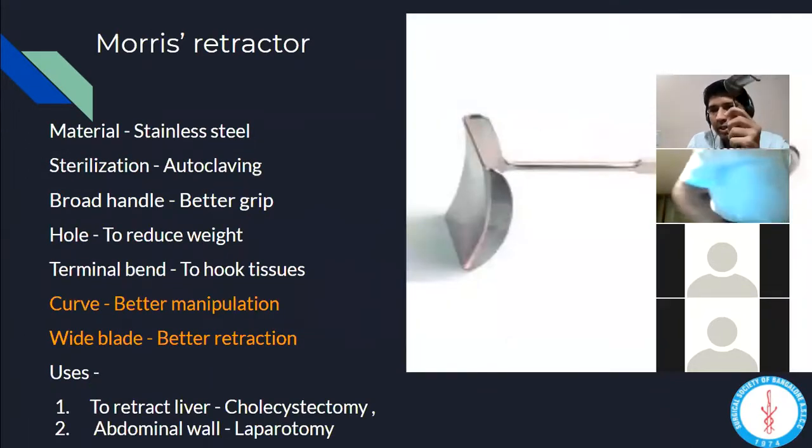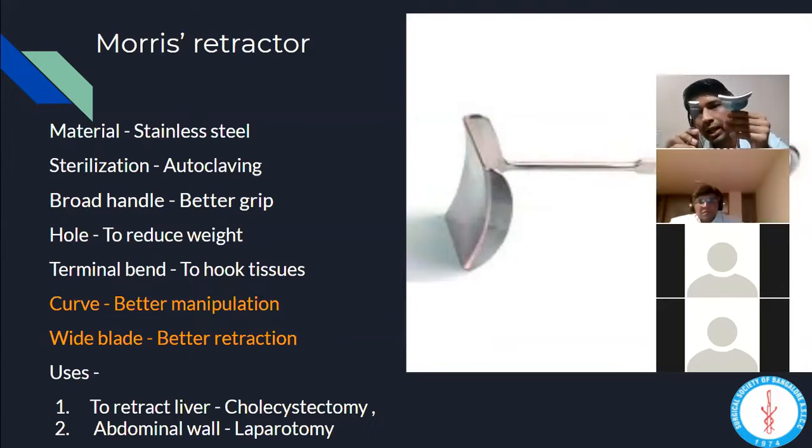Now we have the Morris retractor. The Morris retractor is almost similar to the Langenbach. What they realized in open cholecystectomy was when they used the Langenbach retractor, because it was very narrow, the liver used to flop around it. That is why they came up with the Morris retractor, because it's more broad and they can hold back a bigger area of the liver when they're retracting.